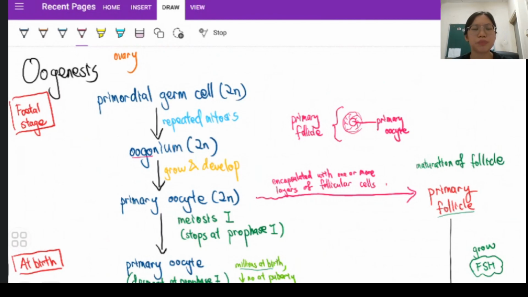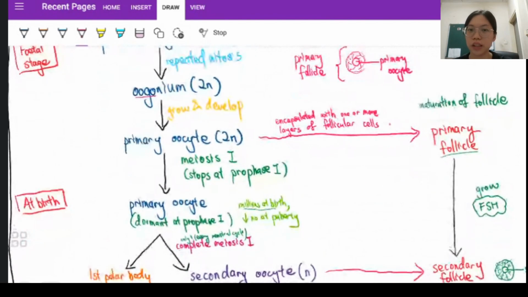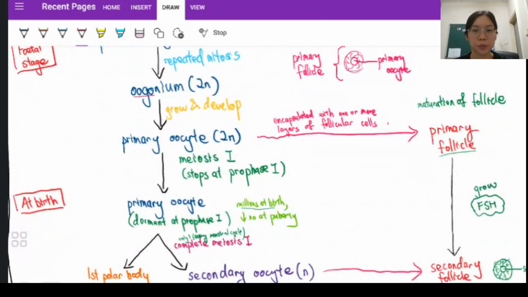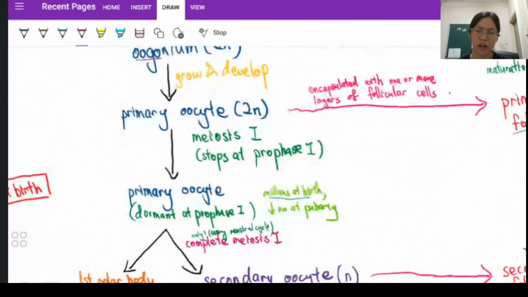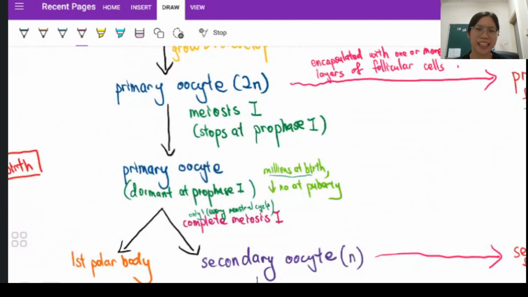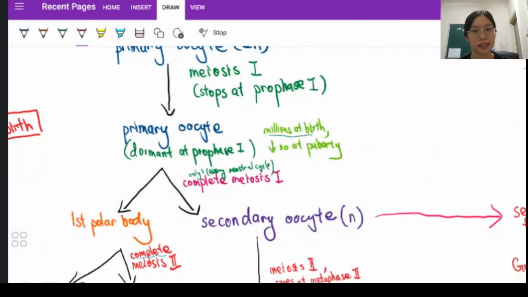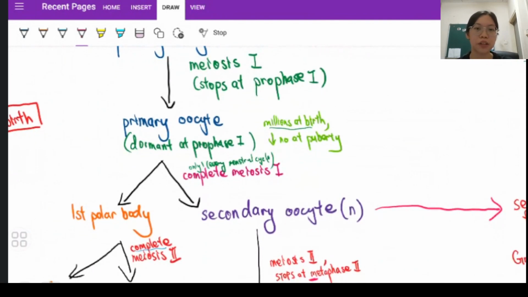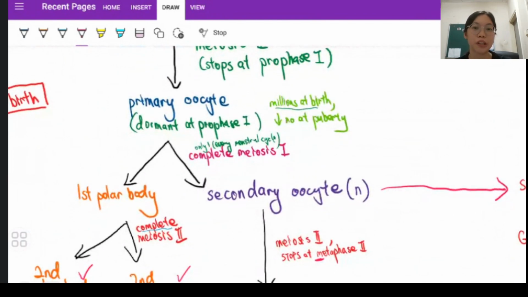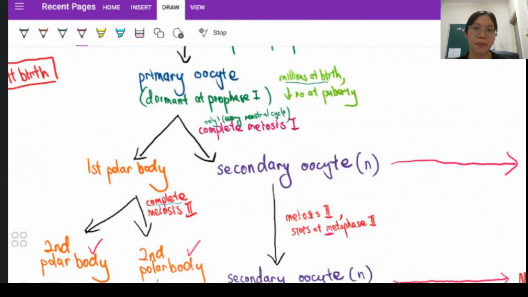The primary oocyte actually undergoes meiosis 1, but it is dormant at prophase 1 until it reaches puberty. By reaching puberty, that's where the menstrual cycle starts. Every menstrual cycle, one primary oocyte will undergo meiosis 1 completely to form the first polar body and the secondary oocyte. The first polar body continues to complete meiosis 2 to form two second polar bodies.